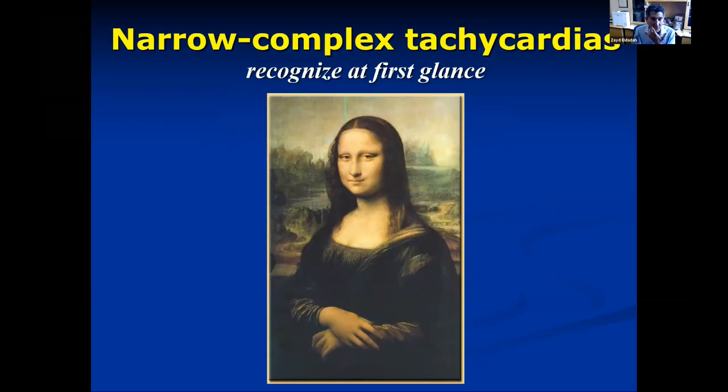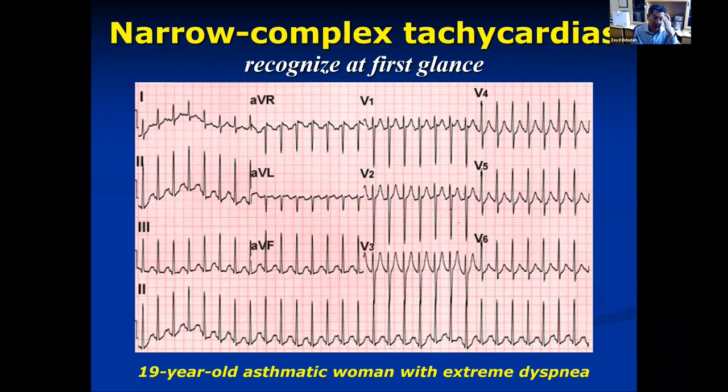So let's talk about a few things. There are some rhythms that can be recognized at first glance, like some things in life, art, etc. You look at them once, you don't need to go through an elaborate algorithm to know what you're dealing with. Let's just do an example. This is a narrow complex tachycardia. The clinical context is shown below: a 19-year-old asthmatic woman with extreme dyspnea. So you already know what this clinical scenario looks like. Young person, probably very unlikely to have any sort of structural heart disease, who comes in with this ECG, and you can imagine what she looks like clinically before you even look at her. Probably somebody in extreme distress. Her adrenaline level is through the roof.